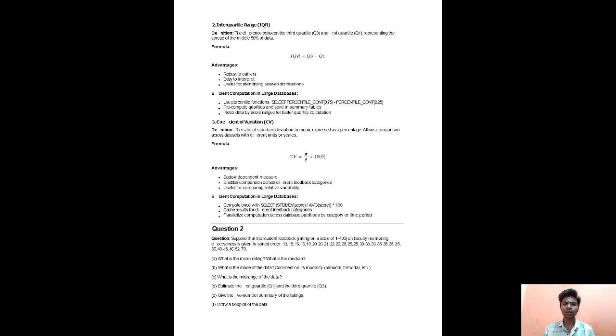Third, coefficient of variation, CV. Definition: the ratio of standard deviation to mean, expressed as a percentage, allowing comparison across datasets with different units or scales. This is the formula of CV. The advantage is that it is a scale-independent measure that enables comparison across different feedback categories. It is useful for comparing relative variability.